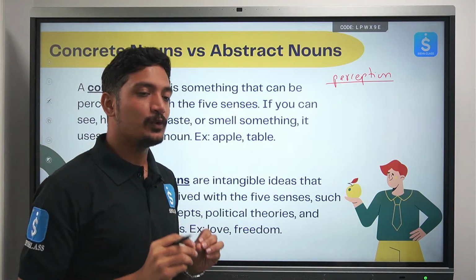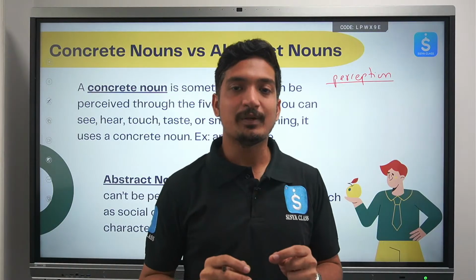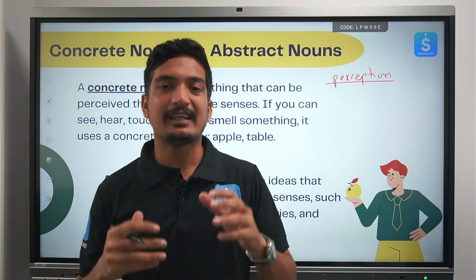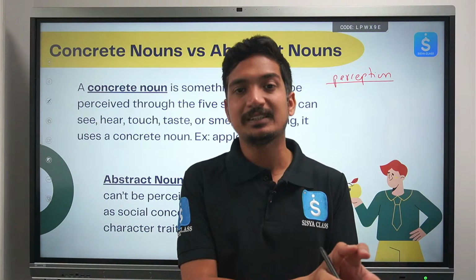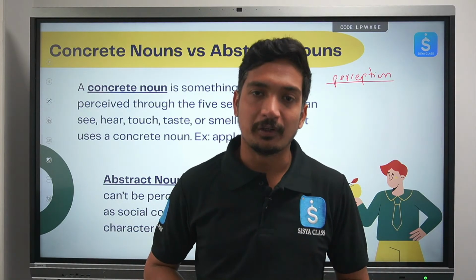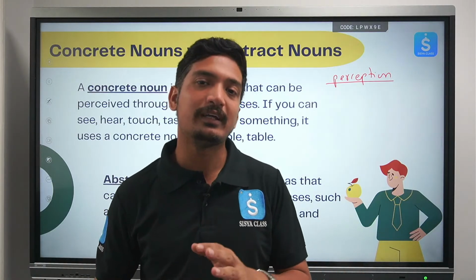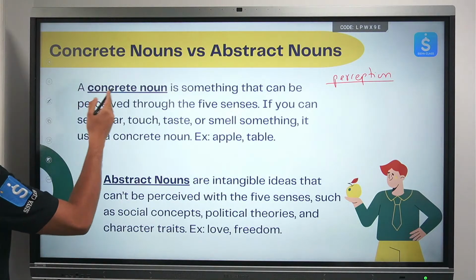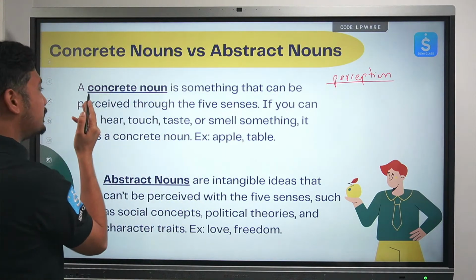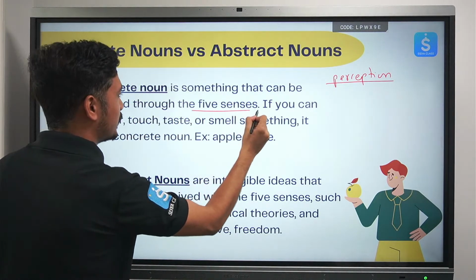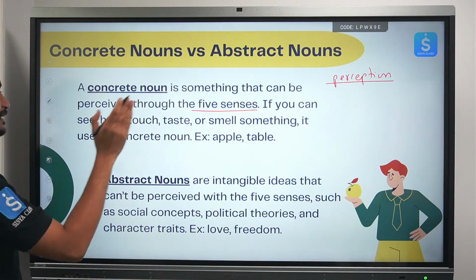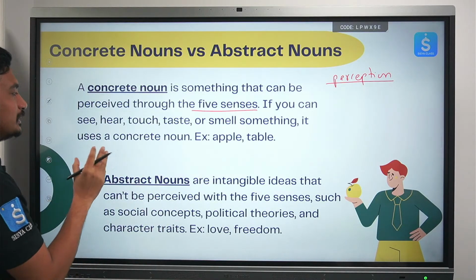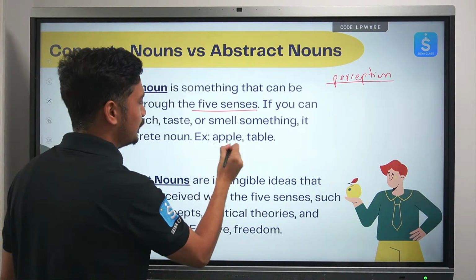So when you are given this question to identify a given word as abstract noun or concrete noun, you ask yourself this thing, that can you perceive these nouns with your five sensory organs or not? If you can, then concrete. If you cannot, then it's an abstract noun. Let's talk about the definition. Okay, a concrete noun is something that can be perceived through five senses. Okay, any of the five senses. If you can see, hear, touch, taste, or smell something, then the word that we have used is actually a concrete noun. For example, apple, right?